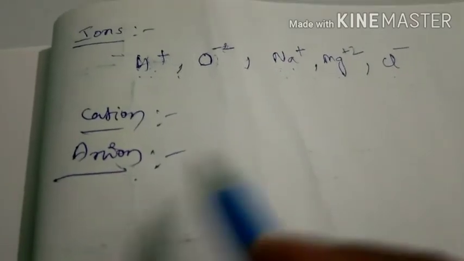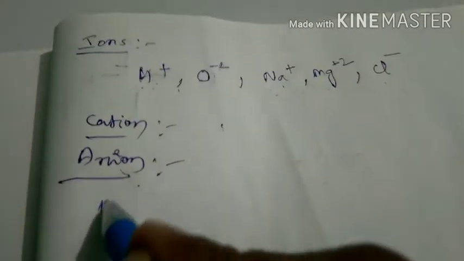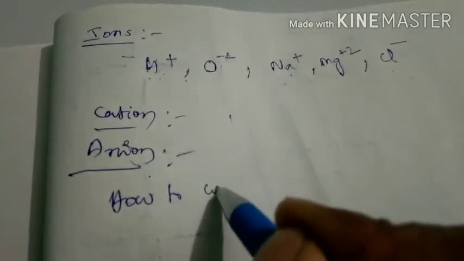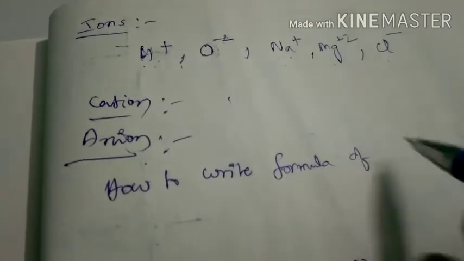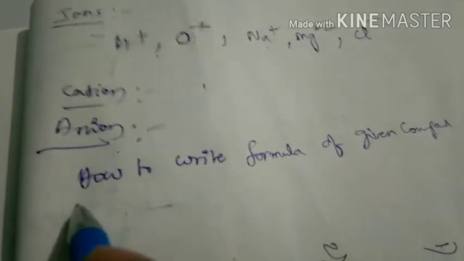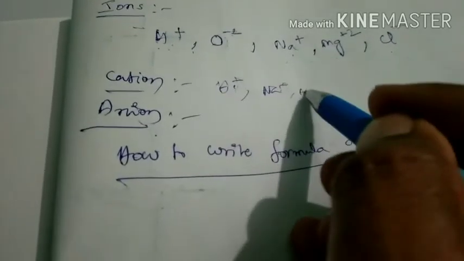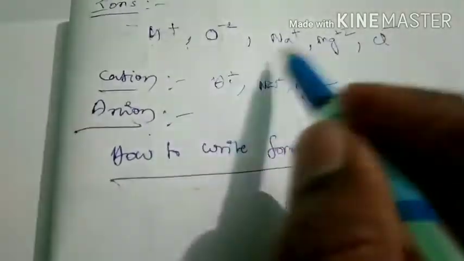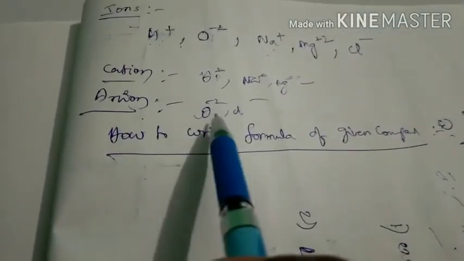Now an important topic in this chapter is how to write the formula of a given compound. Very important topic. Here the cation examples are H plus, Na plus, Mg plus 2. There are some more examples, but these three are cations. Anions: O minus 2, Cl minus. So I hope it is very clear for you.